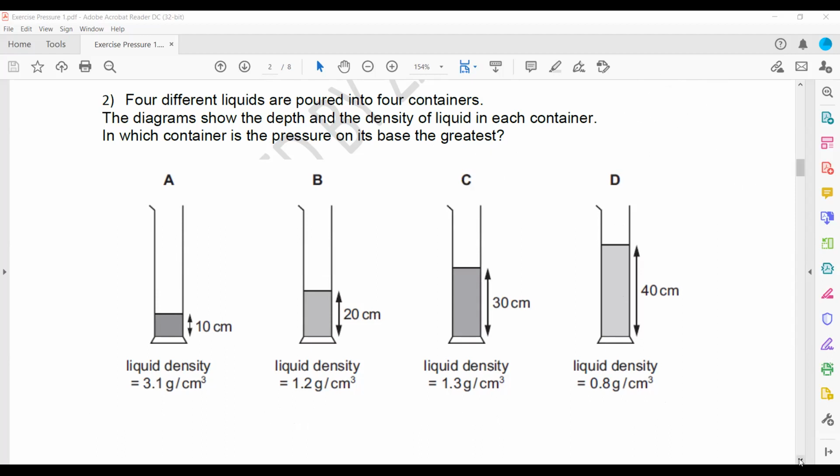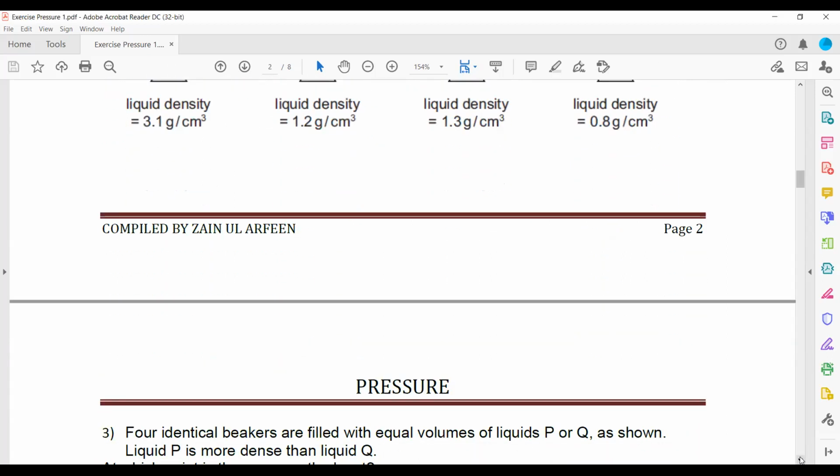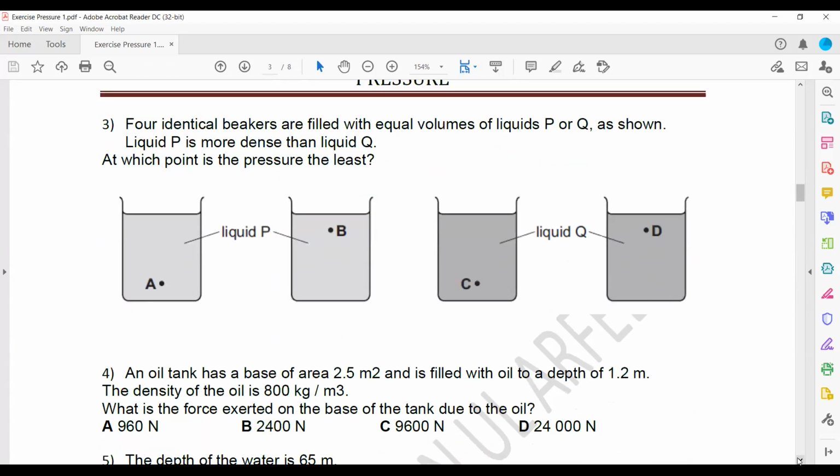So whenever you are calculating the pressure exerted by a liquid, it is the density of the liquid multiplied by gravity multiplied by height.